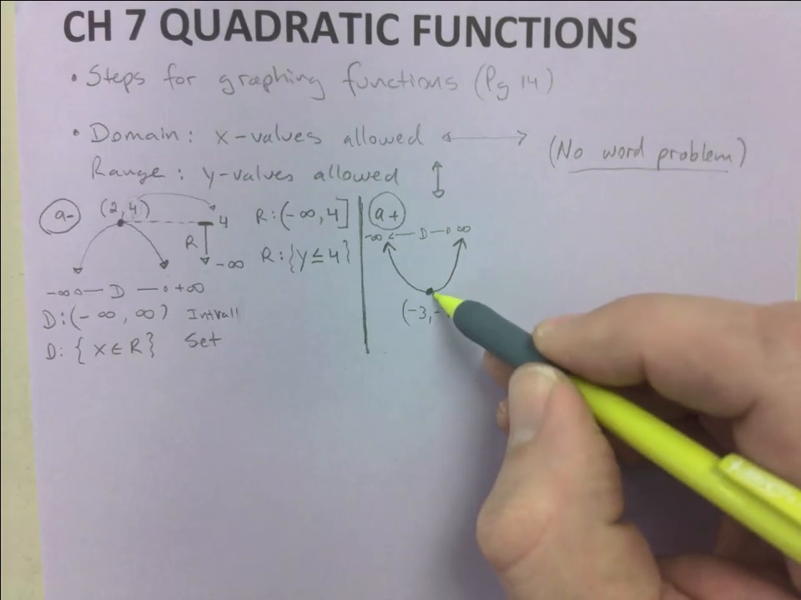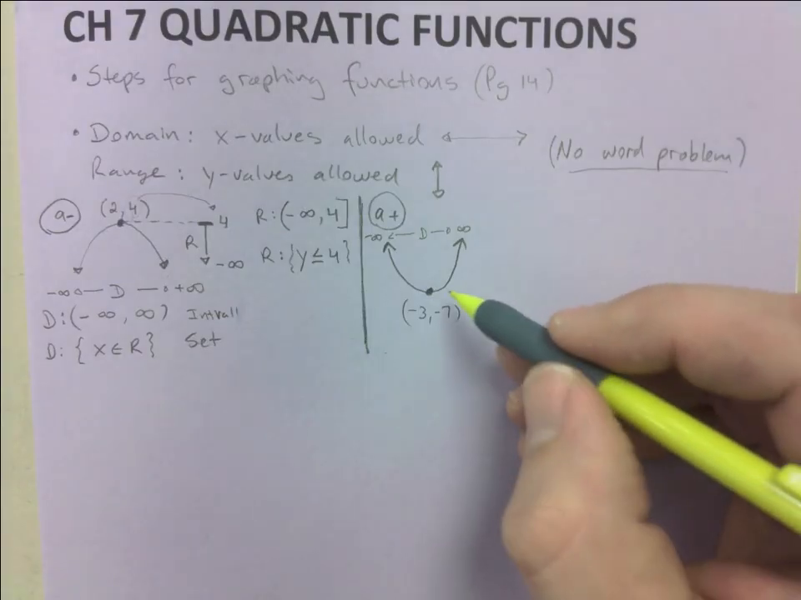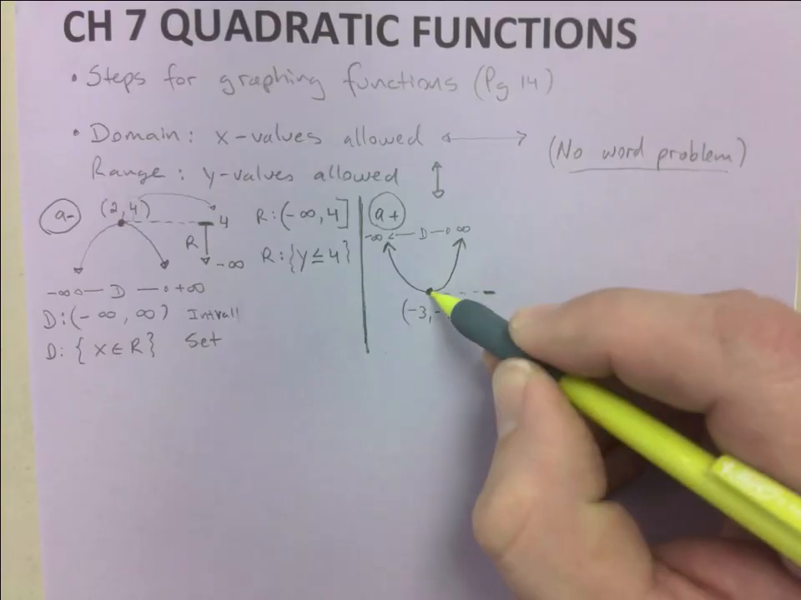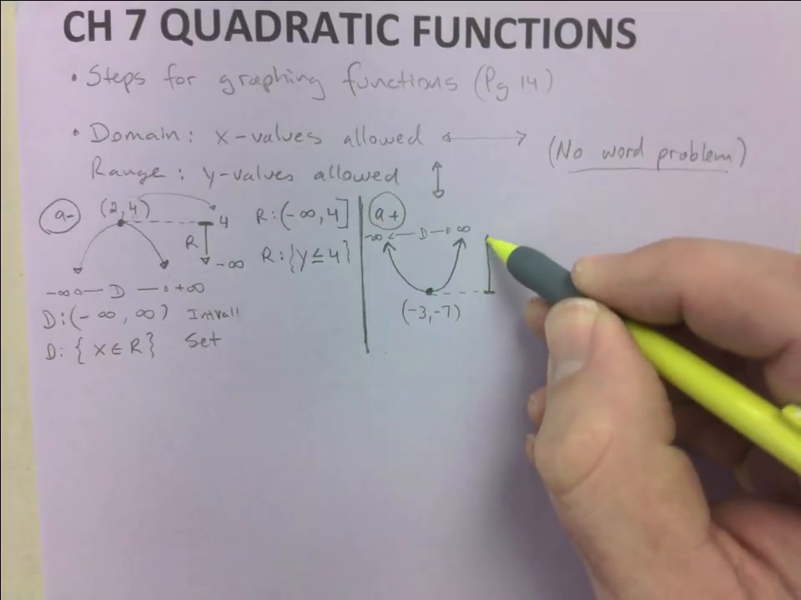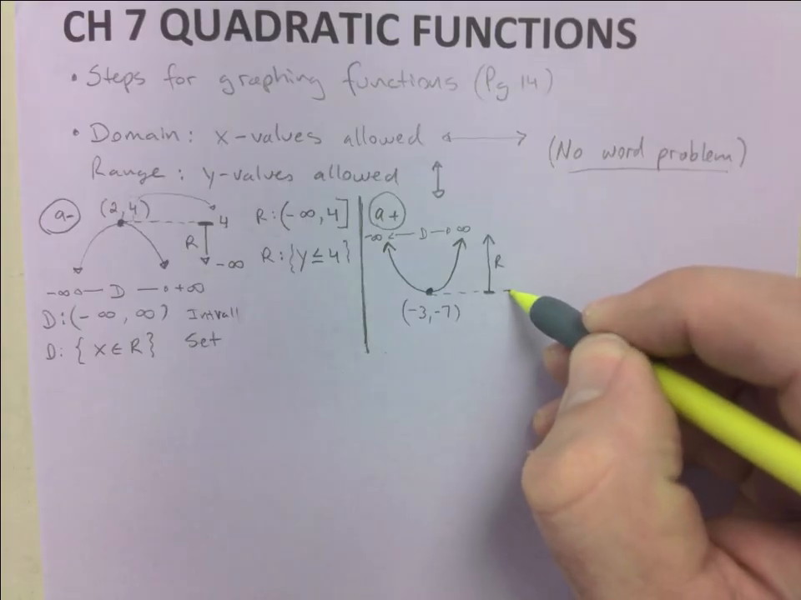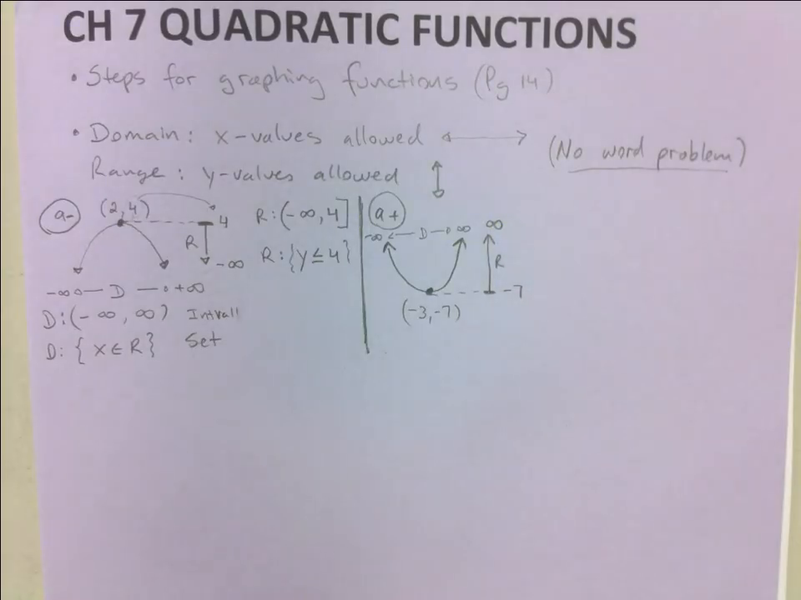For my range, we project this onto our y-axis, right? It's going to go to -7. There's nothing below it. There's only something above it like this. So for the range, you're going from -7 all the way to positive infinity. Okay.